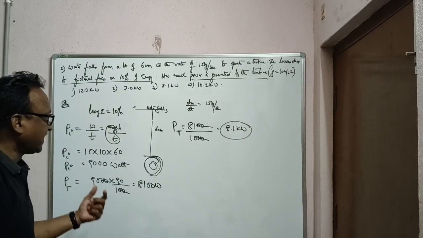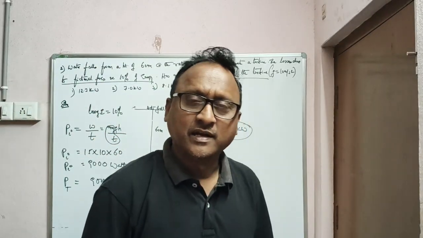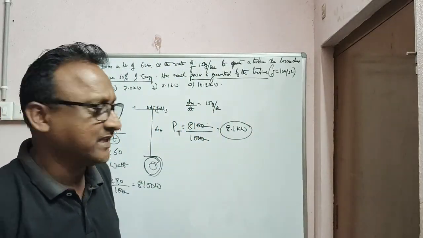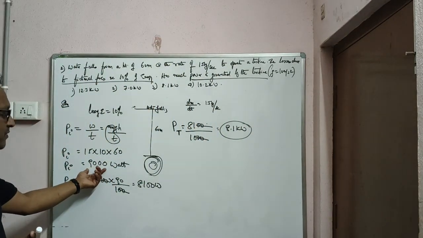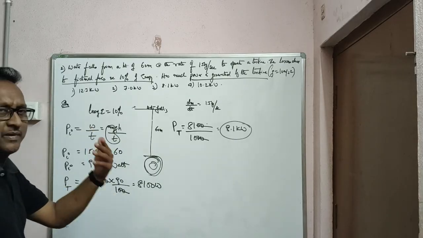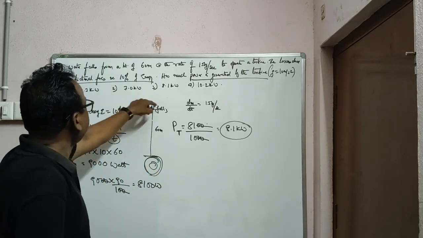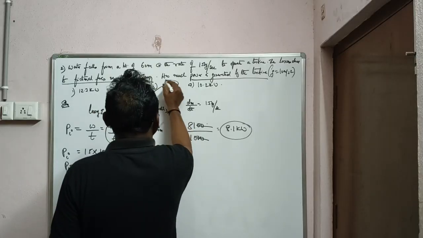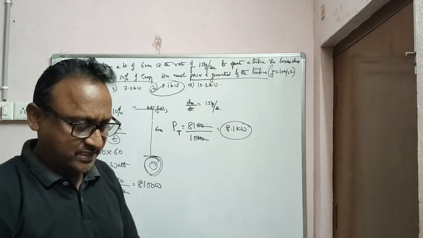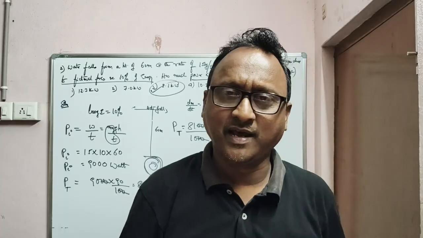So how much power did the turbine generate? When 10% is lost, it becomes 90%. So 90% of this 9000, how much? 8100 watts divided by 1000. So what is the answer? The third one is the answer: 8.1 kilowatts. That is the power generated by the turbine. Okay? Right?